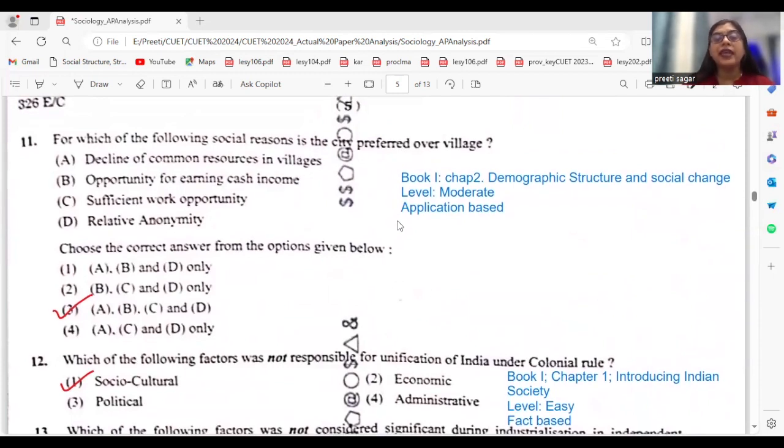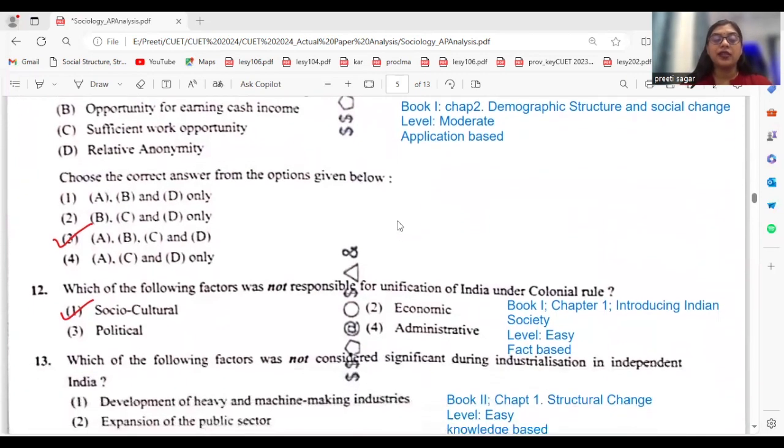Opportunity for earning cash income. So here, in the cities, more opportunities people get to earn cash incomes. Sufficient work opportunities. Option C is also correct. D is also correct, that here relatively anonymity is being focused upon. So option 3 is the right answer. All the statements are correct.